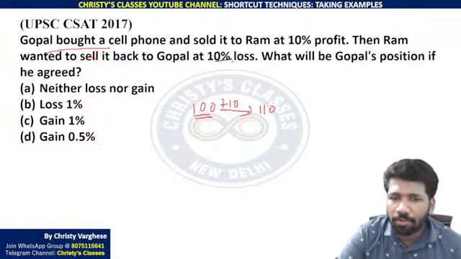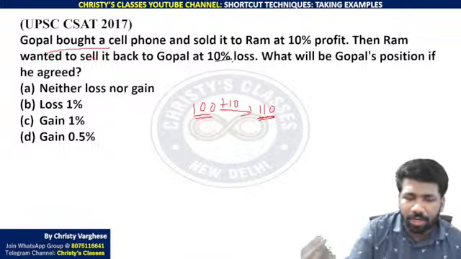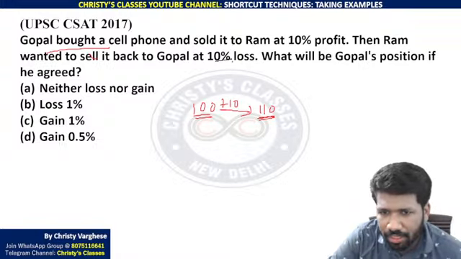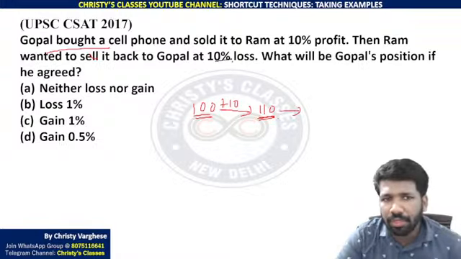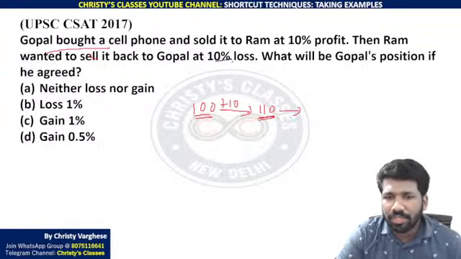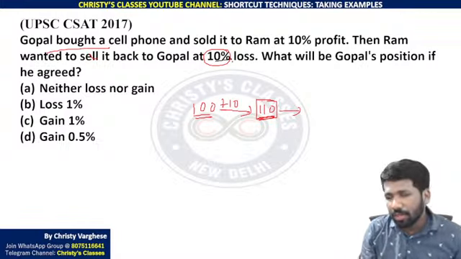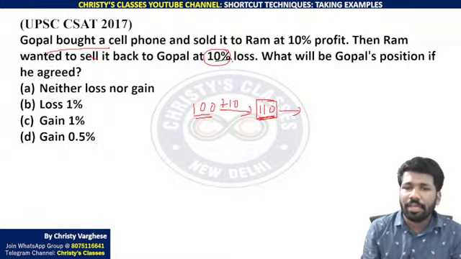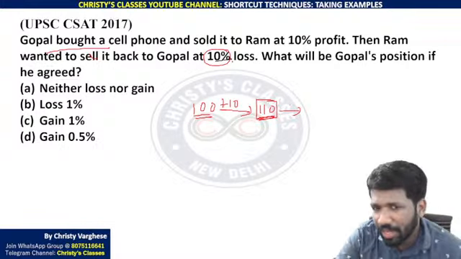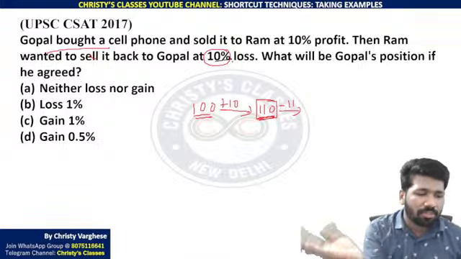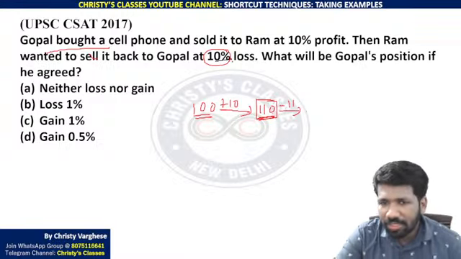Ram wanted to sell it back to Gopal. Now Ram's investment is 110, not anymore 100. Ram's investment is clearly 110. So Ram is starting the business with 110 rupees, 110 rupees cost price. Ram is selling it to Gopal at 10% loss. 10% loss on 110, not on 100. Just similar to the previous two questions. What is the number that you need to set as the initial value? That you should be careful about. And when you take examples, you can understand that more easily. So 110, 10% will be 11, because shifting one decimal of 110 is 11. So 11 reduced is 99.